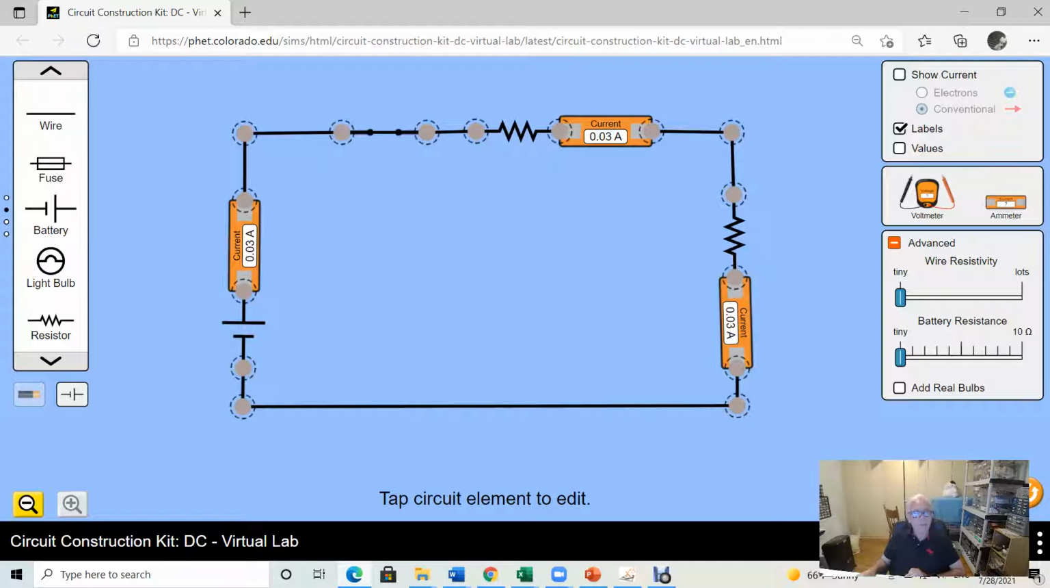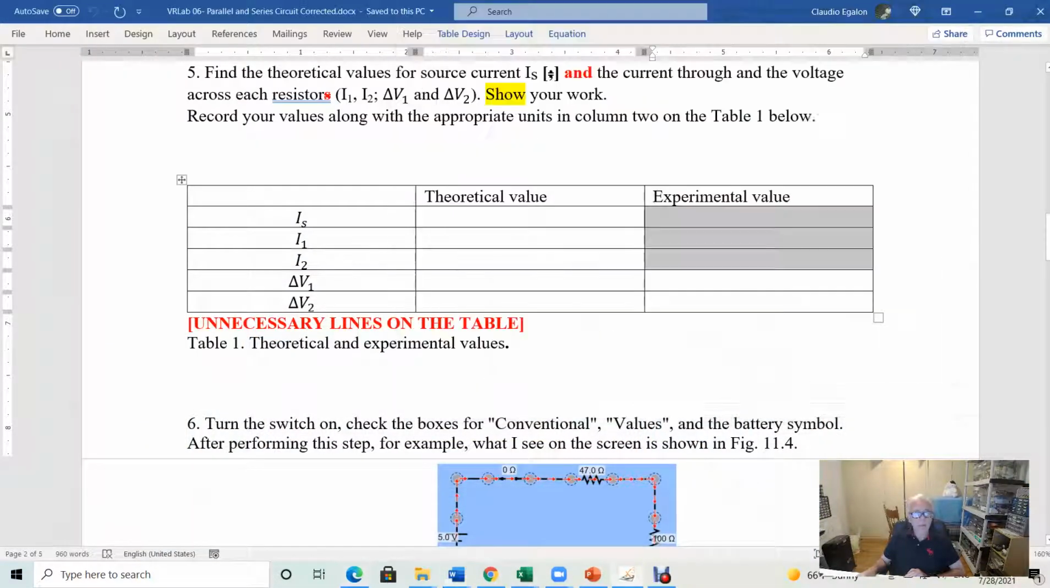Go ahead and log that into the table. IS is the one next to the battery, the source. I1 is the one soon after resistor 1. I2 is the one soon after the second resistor. Then we're going to measure the electric potential. Remember, the ammeter is just like a gatekeeper. You have to connect the ammeter in series with the circuit.